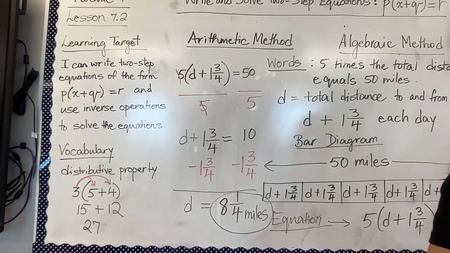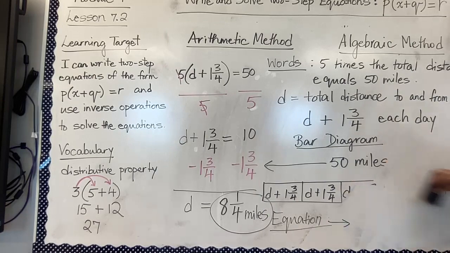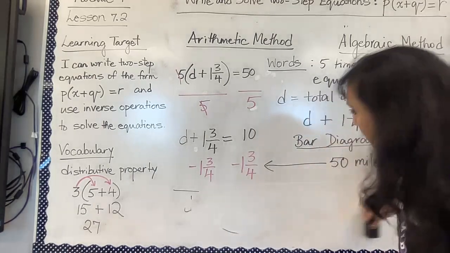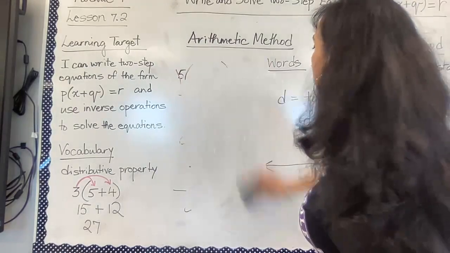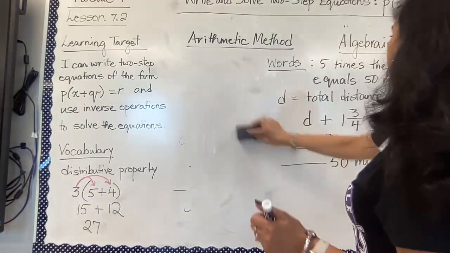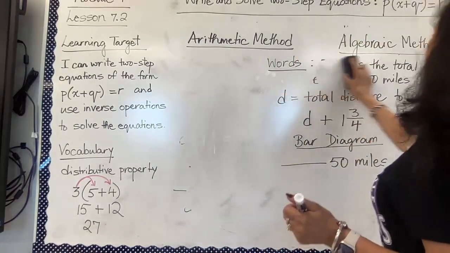So let's just do one last problem. Jamie and two cousins. Yeah, let's do this.